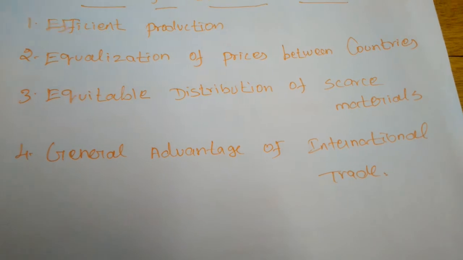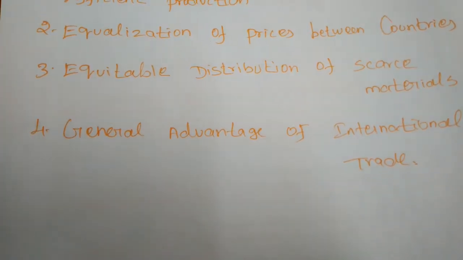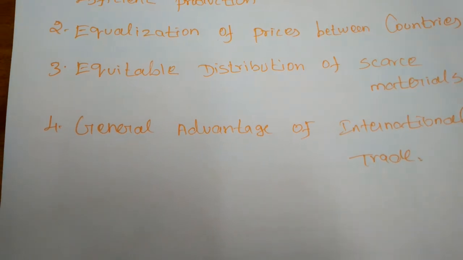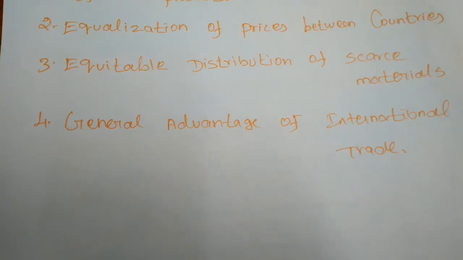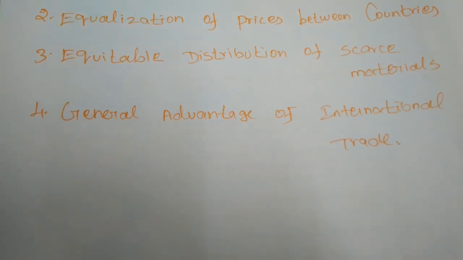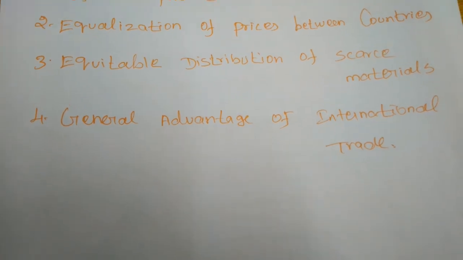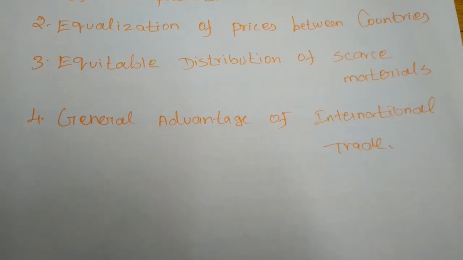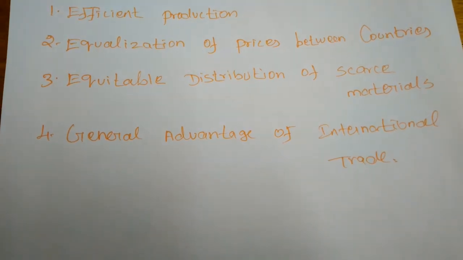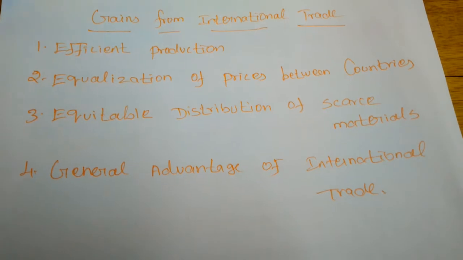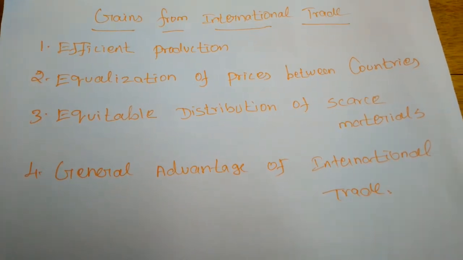Next is the division of labor and specialization. When any nation focuses on producing a particular line of product for the purpose of exporting to other nations, the division of labor and specialization will also be generated. Next, expansion in the transport facilities. The transport facilities will also be expanded among the countries. So these are the four types of gains from international trade.